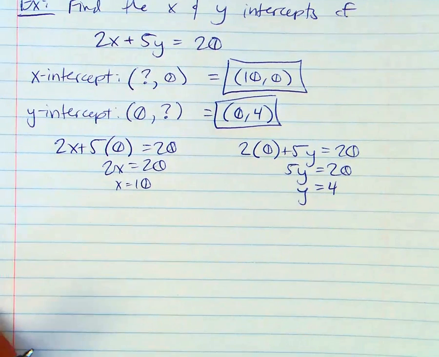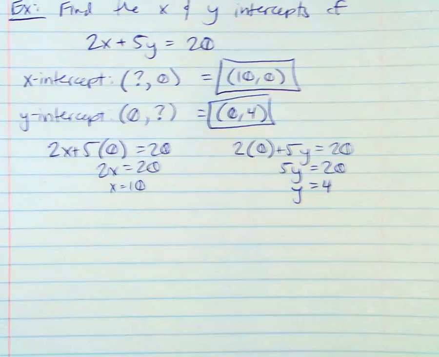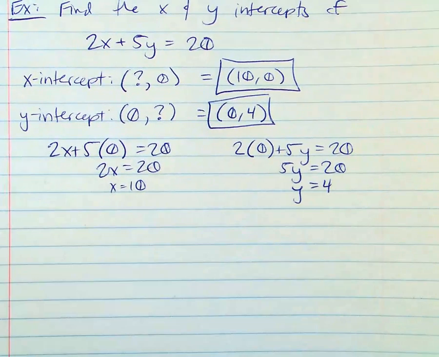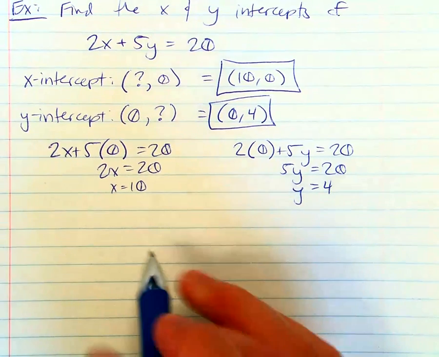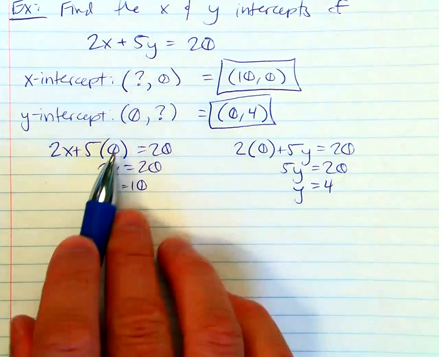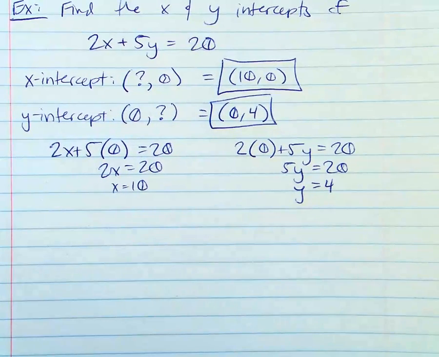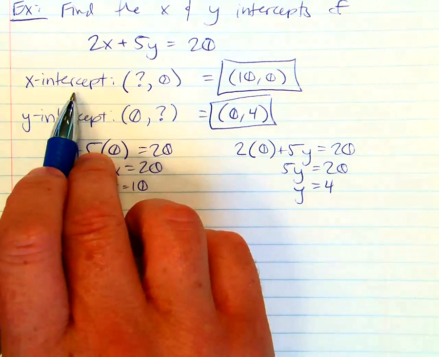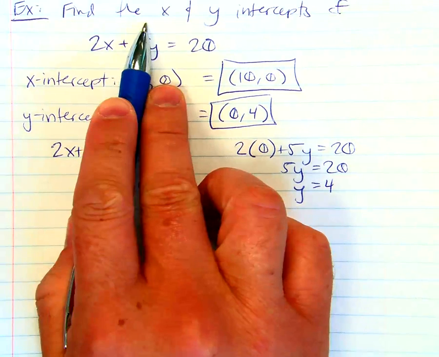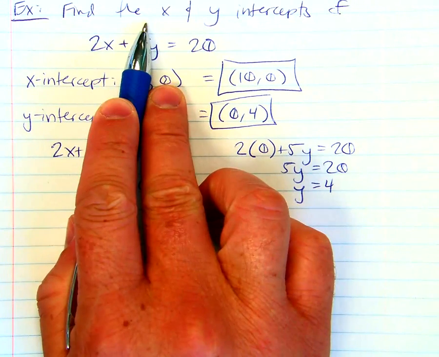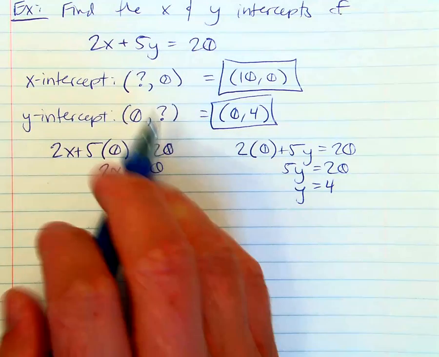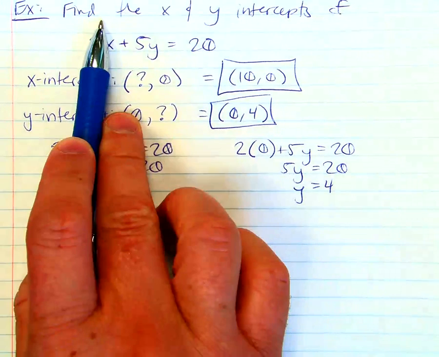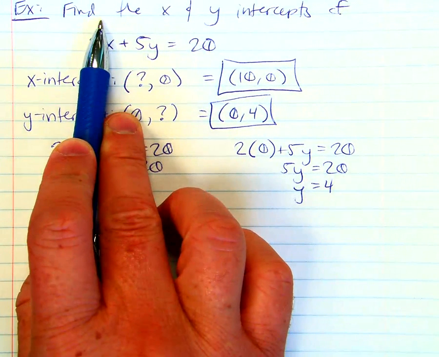Now, if you would like to do this the short way, all that I really did here, instead of taking the time to plug something in and write it out, as I said, when I wanted the x-intercept, I pretended y wasn't there. I just divided by 2. When I wanted the y-intercept, I pretended x wasn't there. I just divided by 5.